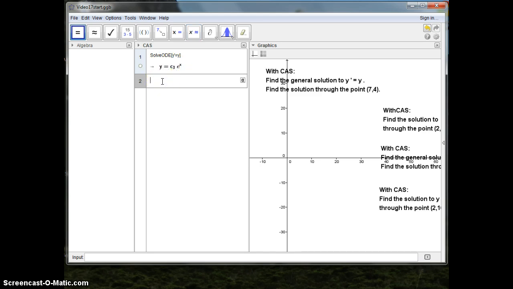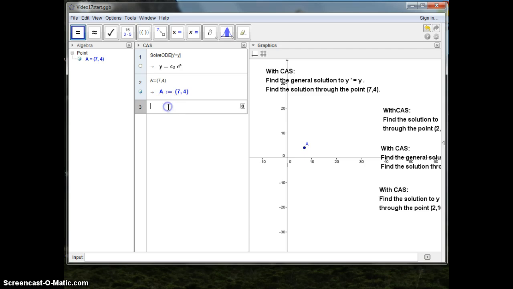If I've got a point, A equals 7, 4. Where did that one go? It didn't come because I forgot the colon equal, the definition equal. There it is.